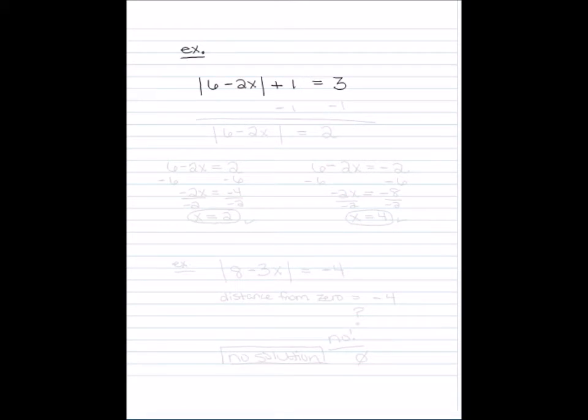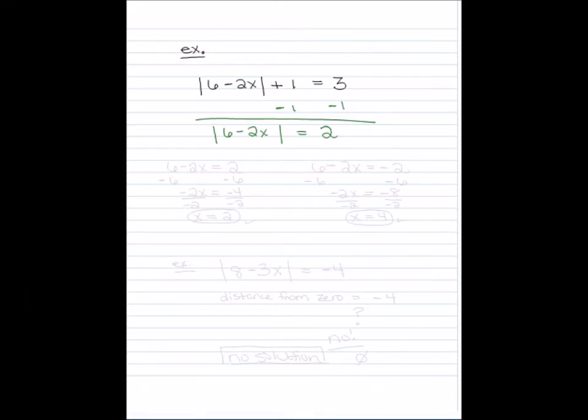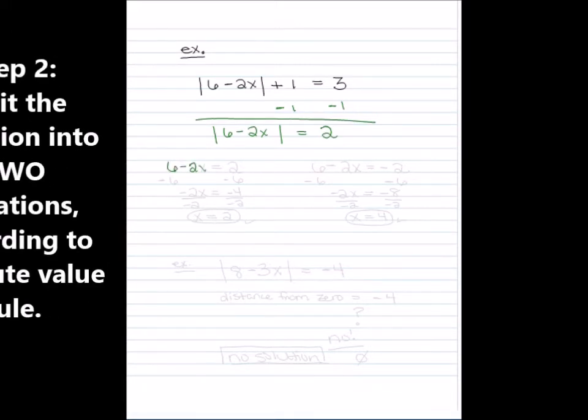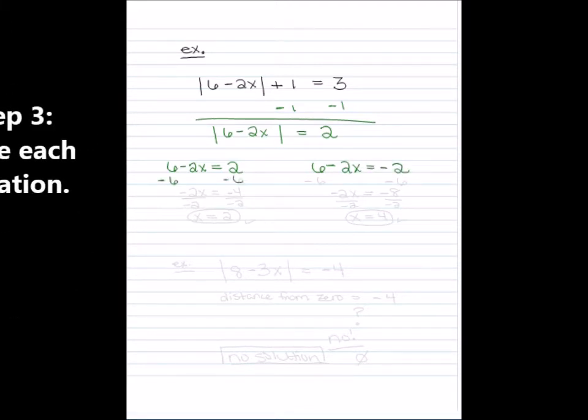Okay, on this example, our absolute value is not isolated. So, step 1, I need to get the absolute value isolated. What I'm going to do is subtract 1 from both sides. When I do that, I get the absolute value of 6 minus 2x is equal to 2. Now my absolute value is isolated. Step 2 is to split it into two equations, one where it's equal to 2, and the next one where it's equal to negative 2. Step 3, I solve each one of my equations.